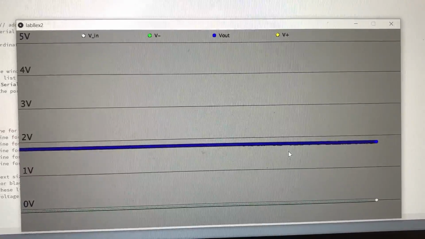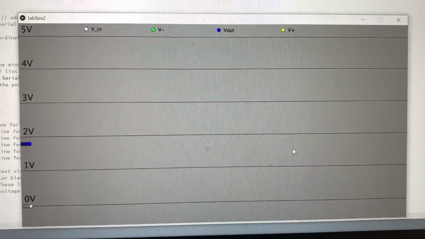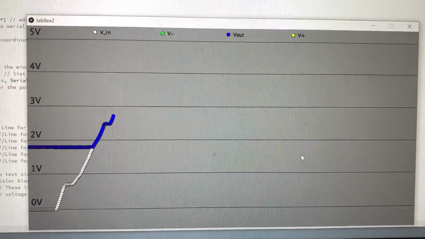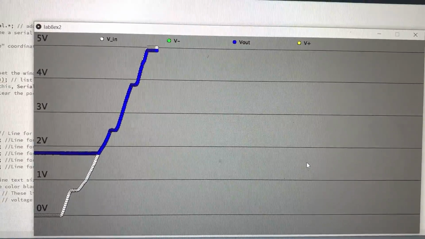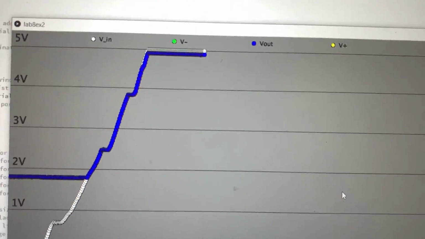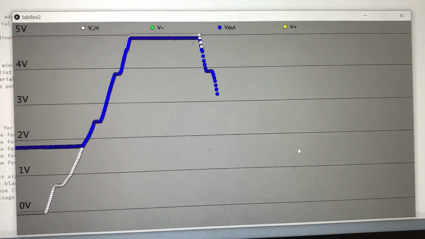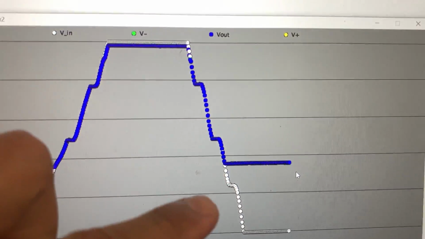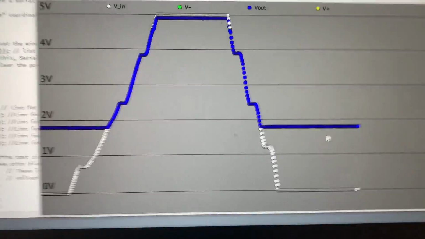So this is what the processing window looks like. So we have our Vin at 0 volts right now, and as I increase it, now V out starts following. And when Vin is at 5 volts, V out doesn't get to 5 volts, but it's close. So again, when I go back down and it passes this point, V out is just stuck there.